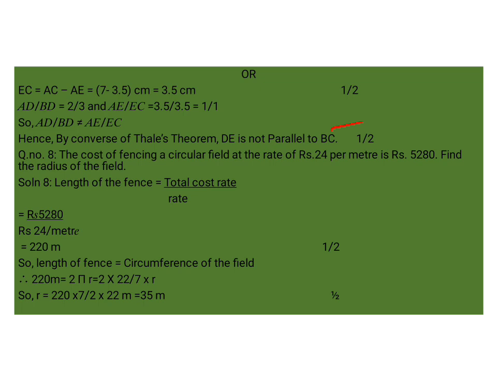So length of fence is the circumference of the field. So 220 meter is equal to 2 pi r, which gives us r equal to 35 meter.